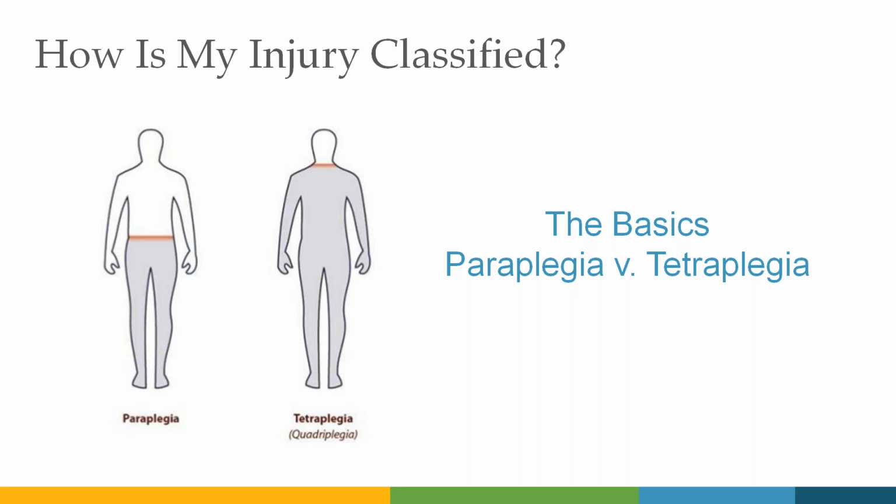So paraplegia is related to an individual who's had a spinal cord injury, but they only have their lower extremities or their trunk affected. Tetraplegia, on the other side, is referring to individuals that have all four extremities affected. Tetra means four. You've also likely heard quadriplegia. They're interchangeable, so tetra and quadriplegia are the same thing.